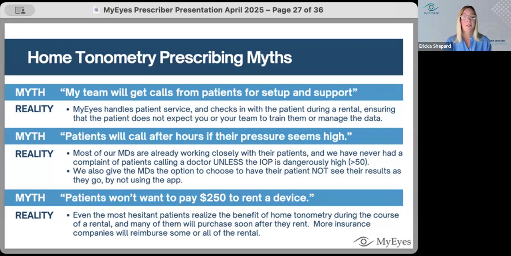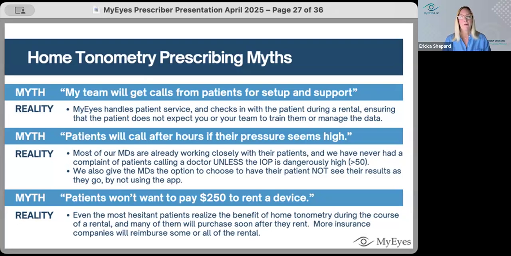The next myth, and this is a tough one. So my patient won't want to pay $250 to rent a device. And I have to say this was me, because to give you a little bit of my background, I have ICE syndrome. So I have secondary glaucoma in one eye, and was diagnosed probably about 12 years ago, and uncontrolled glaucoma, had an OMID implant, and was fine for like 8 years. No problems, no issues, none that I know of, because I was just getting checked in the office. And then in the office, my pressure started creeping up, low 20s, which for me wasn't terrible.